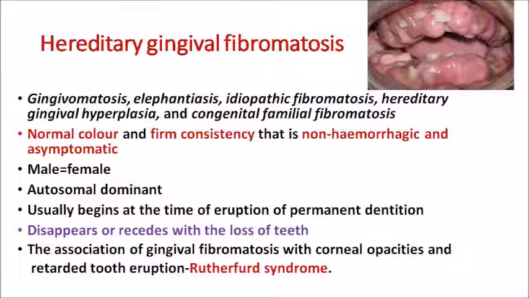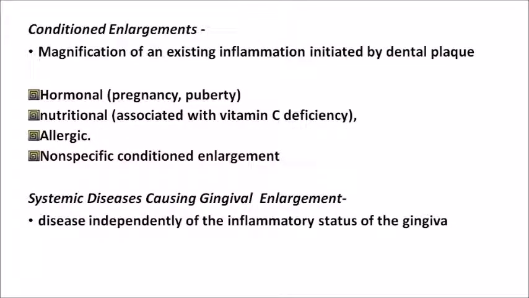Important question. Coming to the third class, conditioned enlargement. Here, magnification of the existing inflammation which was initiated by dental plaque is happening. The culprit is dental plaque itself, but the following conditions can modify or magnify the enlargement. The first one is hormonal conditions like pregnancy or puberty. Second is nutritional conditions like vitamin C deficiency. Third is allergy, and fourth is non-specific conditioned enlargement. Then we also have systemic diseases causing gingival enlargement, which is independent of the plaque or inflammatory status of the gingiva.